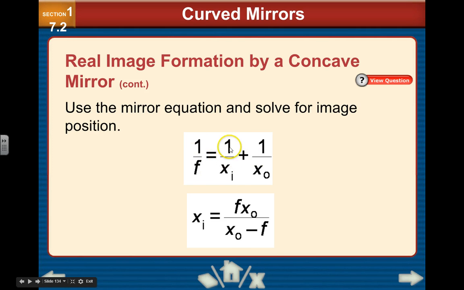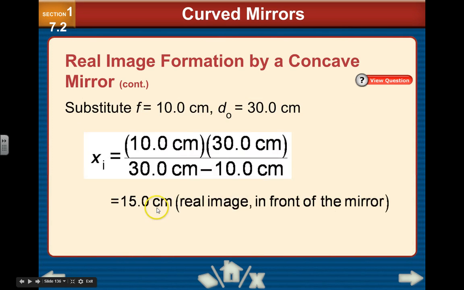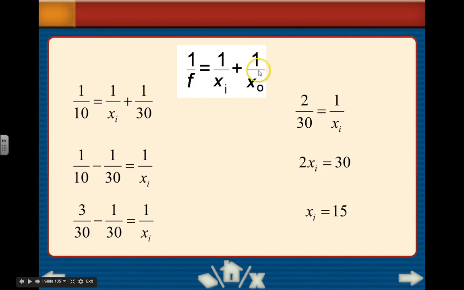And we have 1 over f is equal to 1 over xi plus 1 over xo, the distance to the image and the distance to the object. They've manipulated it here. I'm going to show you how to calculate it without doing this manipulation. If we have the formula here, we simply substitute in. We know that f is 10, so we put a 10 in. We're solving for xi, so leave that alone. We know that xo is 30. Subtract 1 over 30 from both sides. You get 1 over 10 minus 1 over 30 is 1 over xi. Common denominator is 30, so convert the first fraction to something with a denominator of 30.